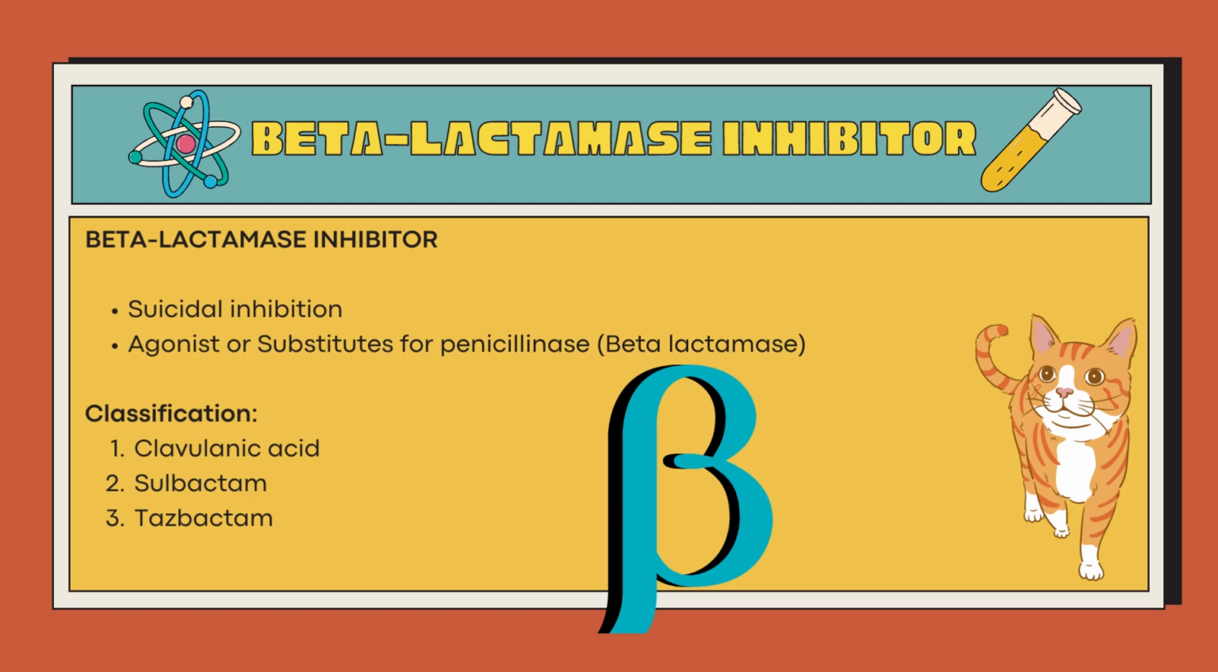In this next slide, we have the beta-lactamase inhibitors. These potentiate or re-establish the antibacterial potency of penicillinase-sensitive penicillins against beta-lactamase producing organisms by inhibition of the enzyme. These inhibitors are structurally similar to penicillin and act as substitutes for penicillinase, causing inhibition of the enzyme. There are three beta-lactamase inhibitors: clavulanic acid, sulbactam, and tazobactam.